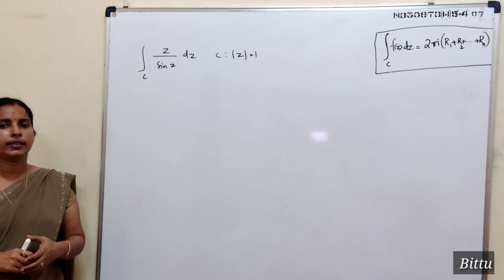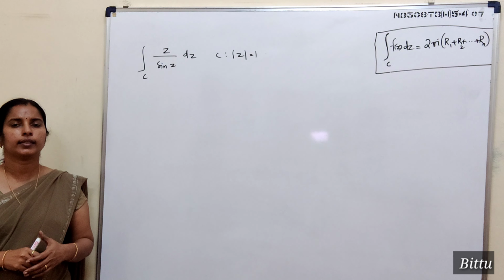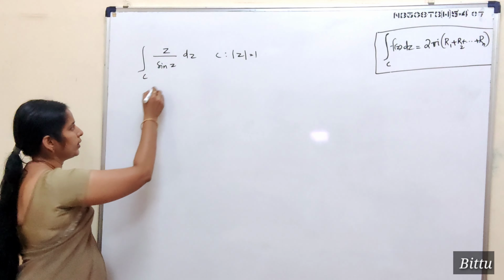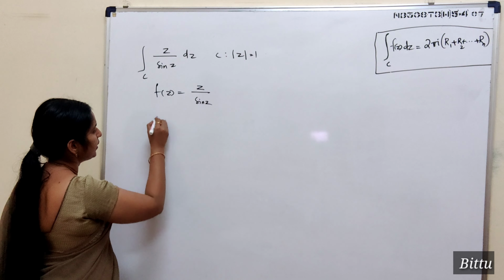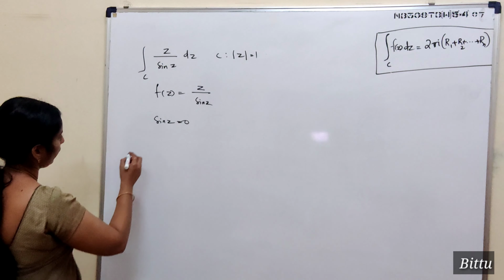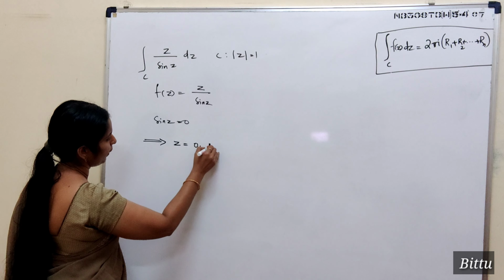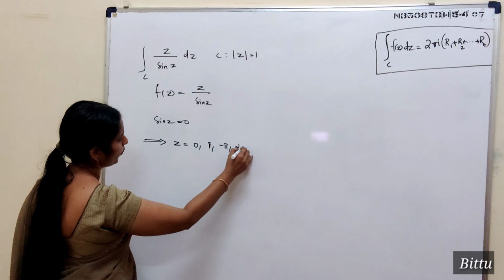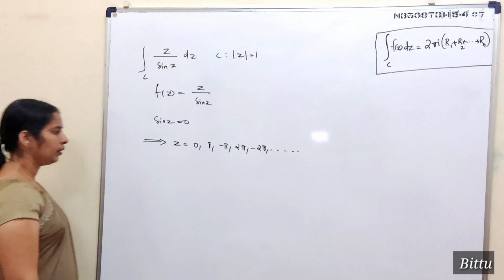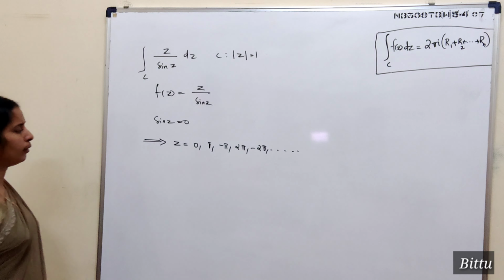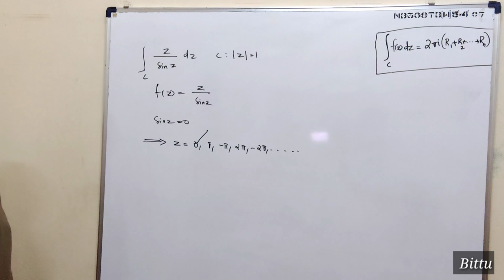Next we have to evaluate integral over C z by sin z dz, where C is mod z equal to 1. Let f z equal to z by sin z. Its singularities are given by sin z equal to 0, which implies z equal to 0, plus pi, minus pi, 2 pi, minus 2 pi, etc. See, among these singularities, 0 is the only singularity of f which lies within C.